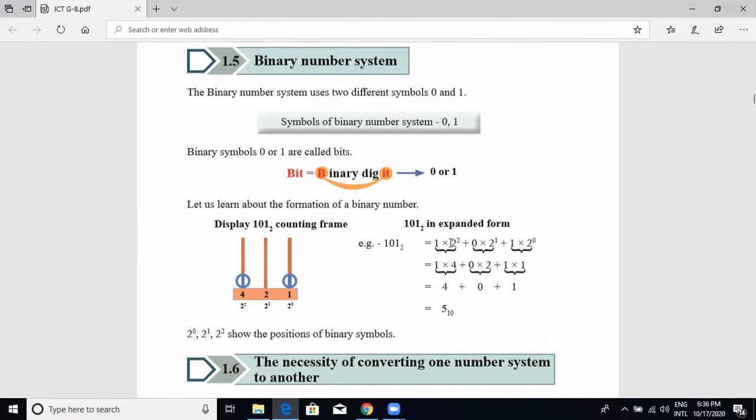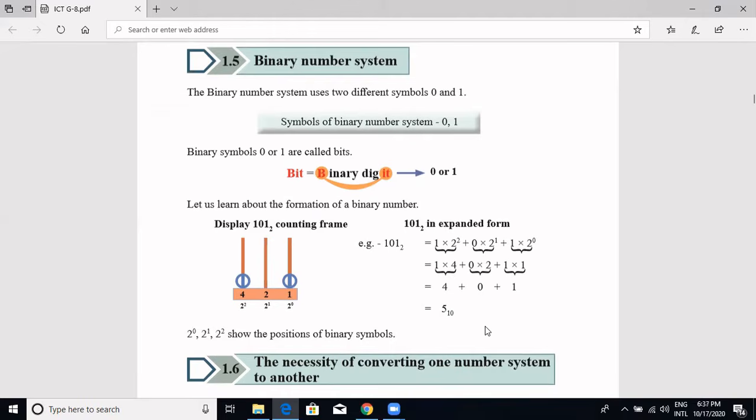Then 1 into 2 to the power 2. That is, 2 to the power 2 is 4, right? So it's 4. 4 plus 0 plus 1, it is 5. Right? See, number 5 in decimal is shown as 101 in binary.